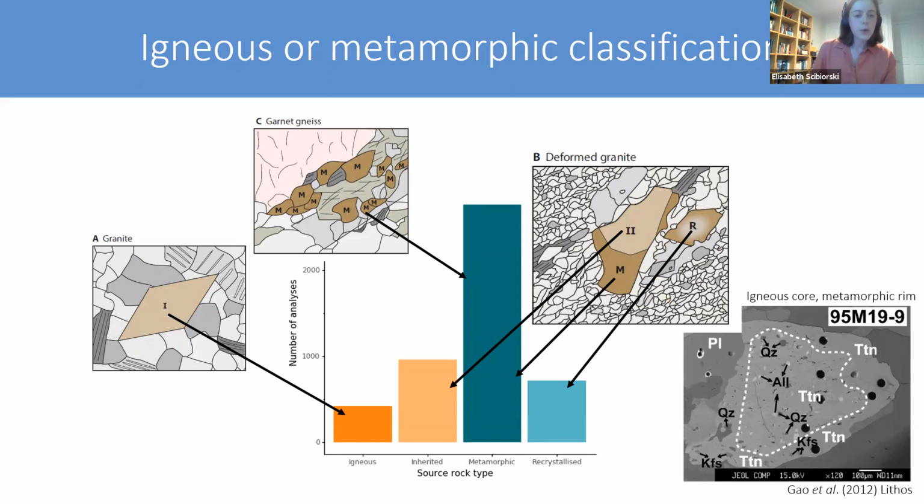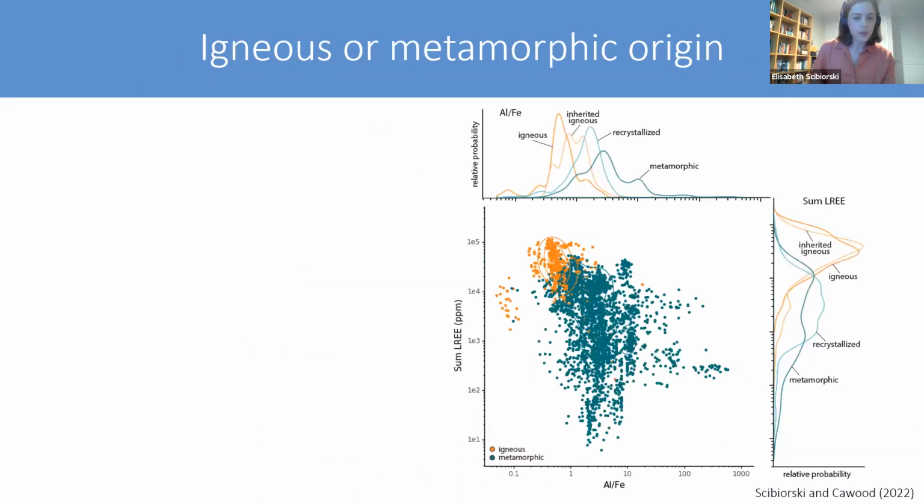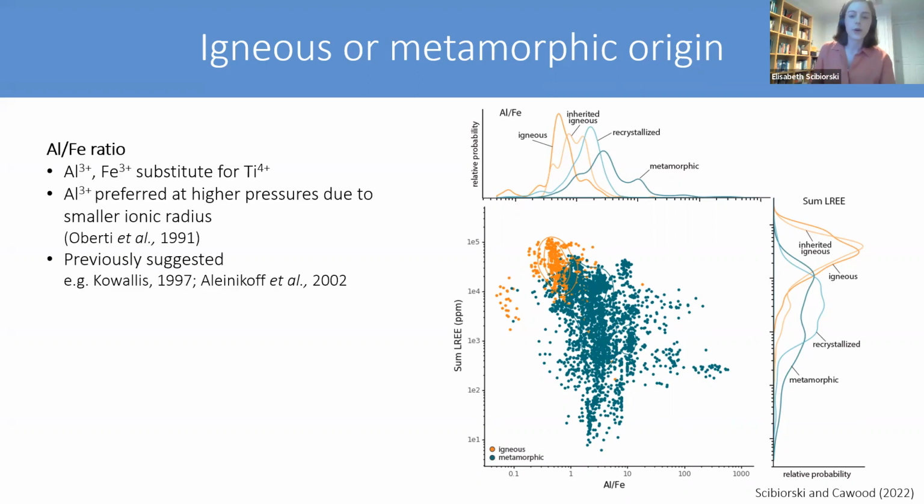Okay, so where do we go from here? Well, the next step is to try to find some indicator elements that distinguish the categories of interest. And for this, we're going to use the aluminium-iron ratio and the sum of the light rare earth elements. And so here's why these elements work.